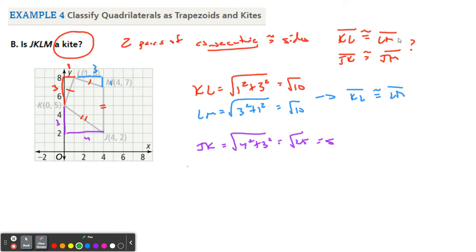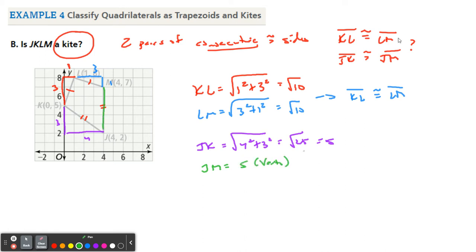Now if you look at JM, JM is actually vertical. So you can just count. There's no rise and run. There's no right triangle. It's just vertical. So just count from J to, I don't care, 1, 2, 3, 4, 5. So JM is 5. It's just vertical.